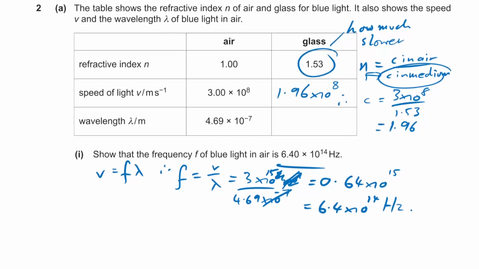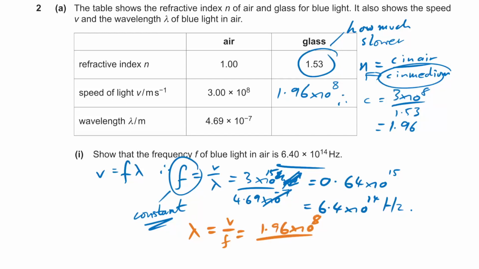And we're looking for the wavelength as well. We know that frequency is constant when a wave refracts, and so therefore we can say that, let's put in orange instead, lambda is equal to v over f. So that's our speed, 1.96 times 10 to the 8 divided by our frequency that we got before. And that gives us 3.06 times 10 to the minus 7, which looks about right.